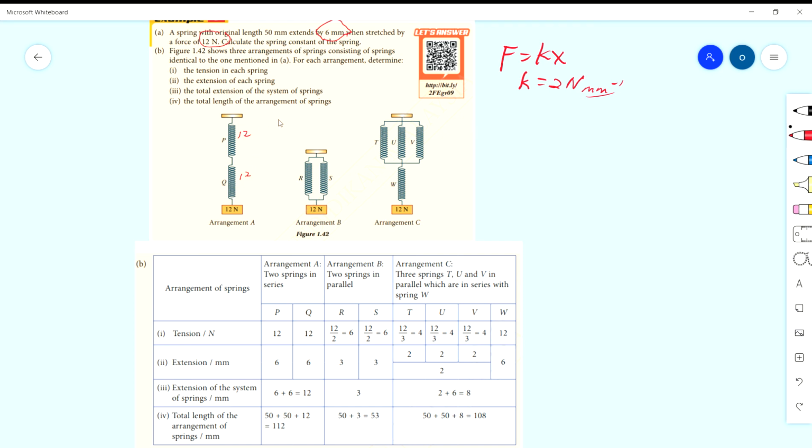Then, why? Because it's connected in parallel. So the force, the tension, is shared by R and S. Initially, if each spring is single, on its own, it has 12. This one alone has 12, and now with a friend helping, also 12. So what each of us holds here is now shared, 6. So here 6, here 6.